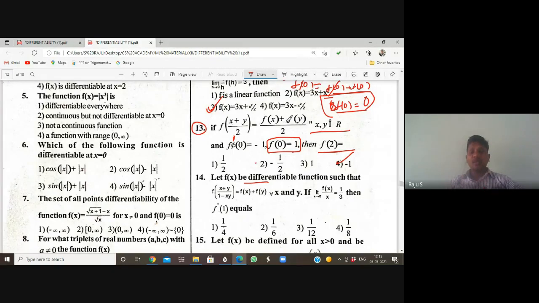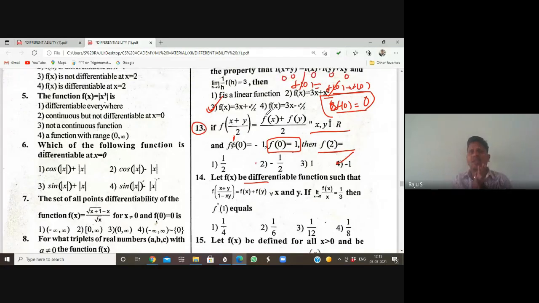Right. First, you can identify which of the functions satisfies the given condition. That is very, very important.